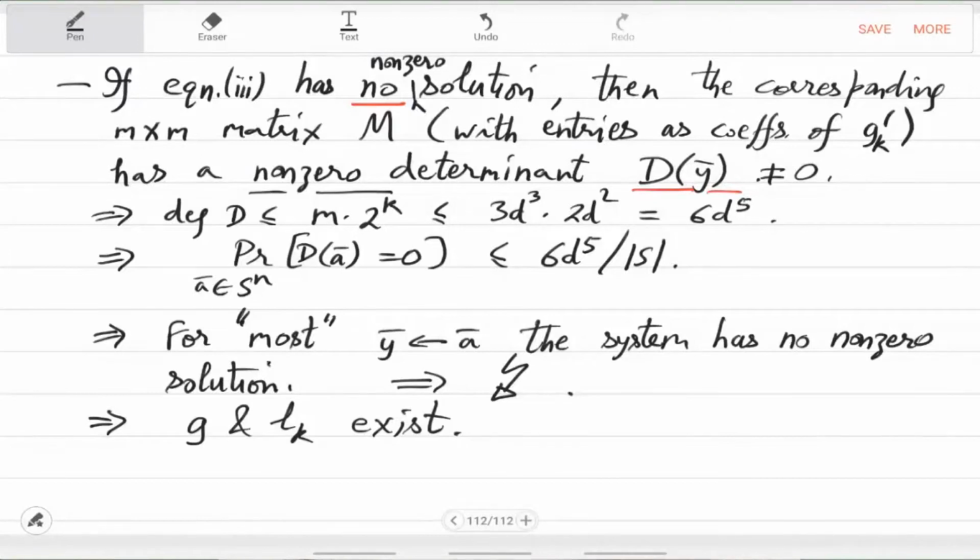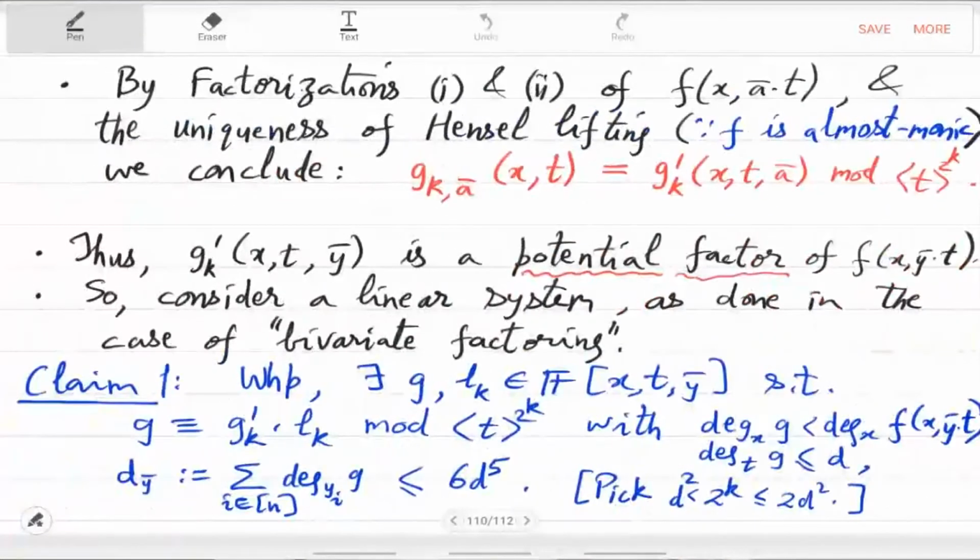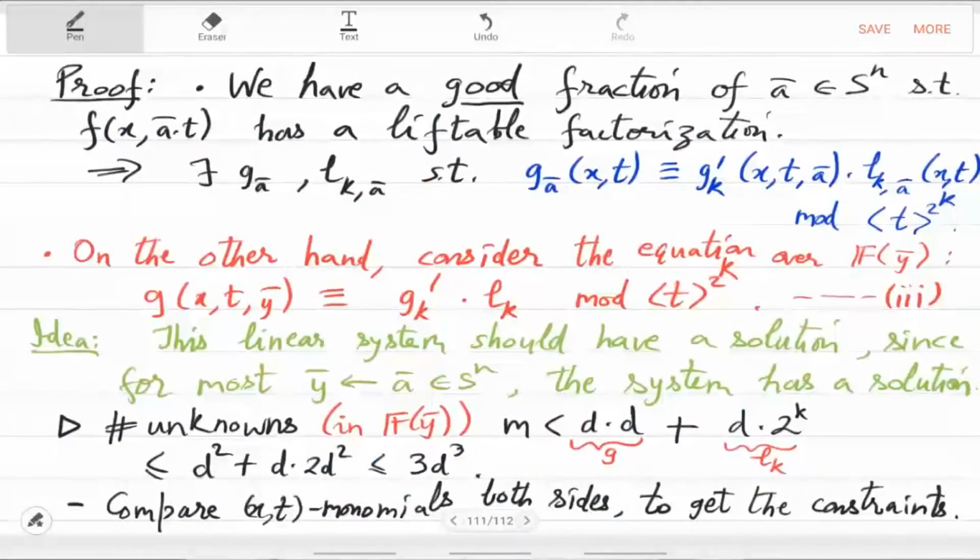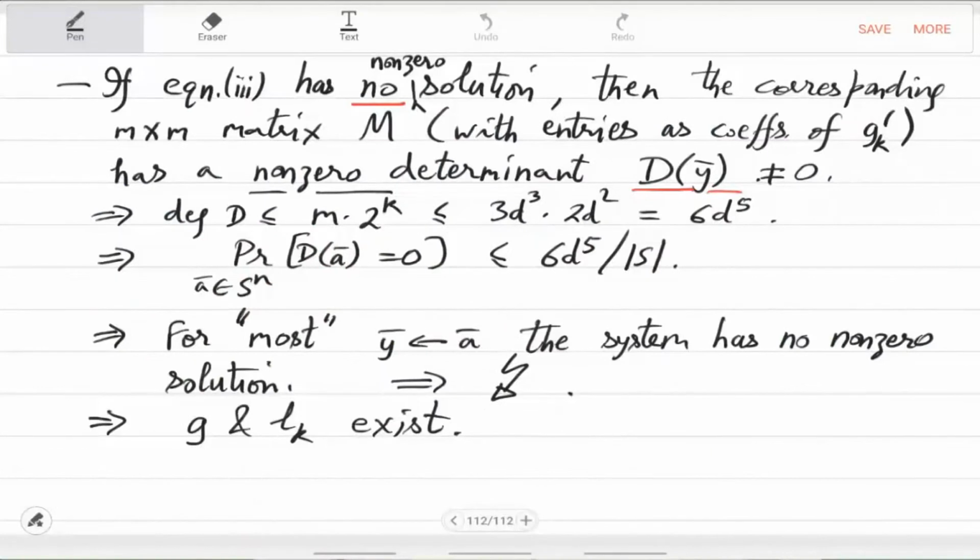Degree restrictions or degree bounds which you were claiming in the statement of claim 1: the degree of G with respect to x and t is clear. It is clear because in this equation in blue, those are the gk prime x comma t comma a bar that you had. So both x and t, the degree bounds you have, you continue to have. About y bar you have to deduce. So that you can deduce as follows.